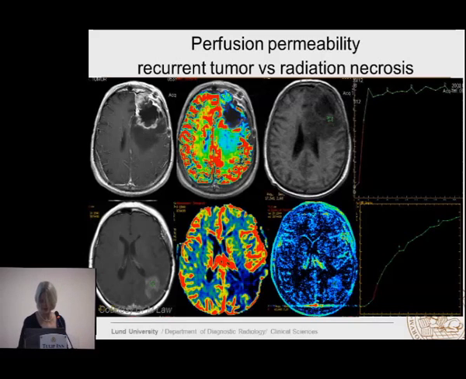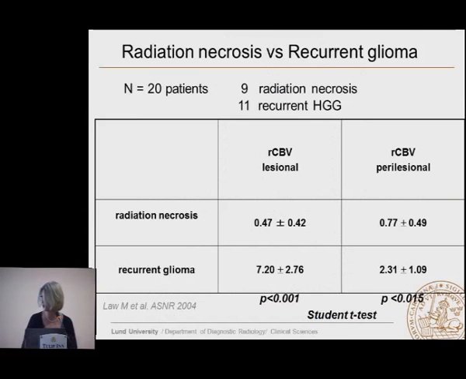He also did a study of 20 patients where he could show that not only the cerebral blood volume within the lesion, but also in the paralesional region was significantly different in those patients that had radiation necrosis compared to those that had recurrent tumor, where those with recurrent gliomas had much higher cerebral blood volume values, both in the lesion as well as in the paralesional area.